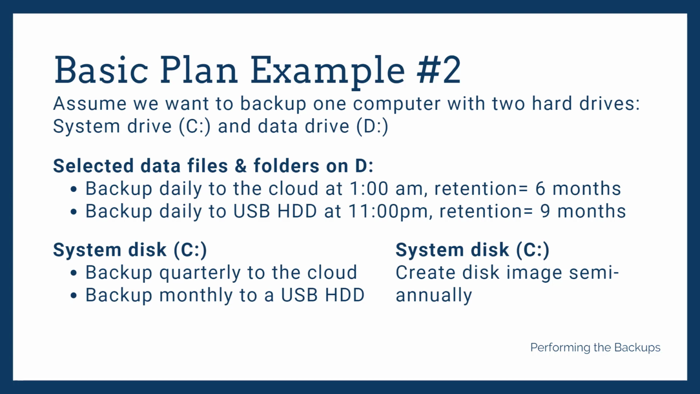Now remember we talked about bandwidth. And remember we talked about the different types of backups. Here you see I have backups daily going to the cloud. Now let's look at the system disk. I'm going to back up quarterly to the cloud and back up monthly to a USB hard drive. And I'm also going to create a system image every 6 months.